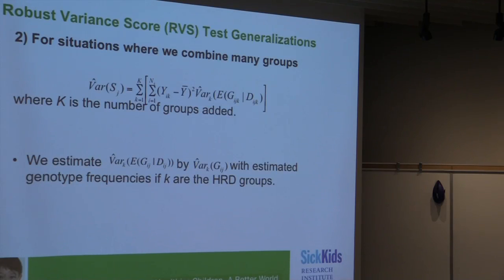any number of groups. Let's say we're in a big consortium and everybody sequenced their data, but they did it at different read depths. We can combine all the groups together as long as we divide up that variance estimation and estimate the different groups separately. Then there's no problem. We can do it and we're not going to get the read depth bias.